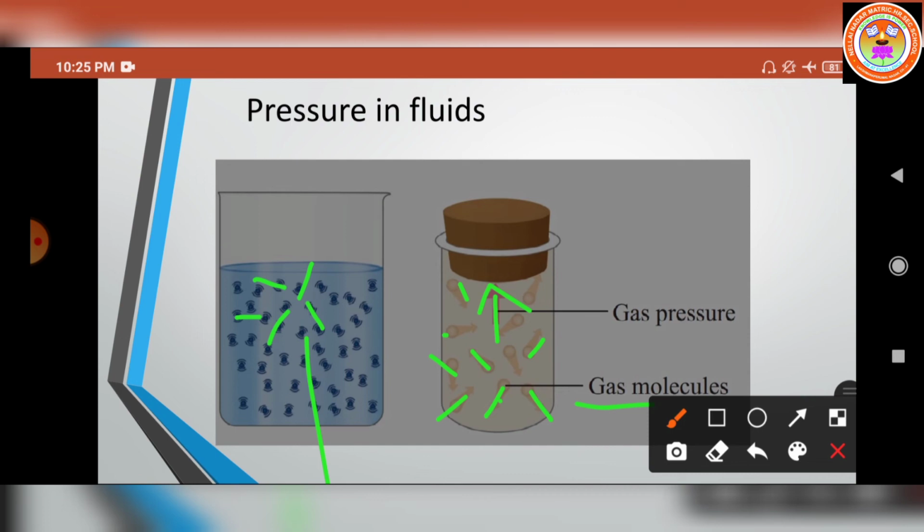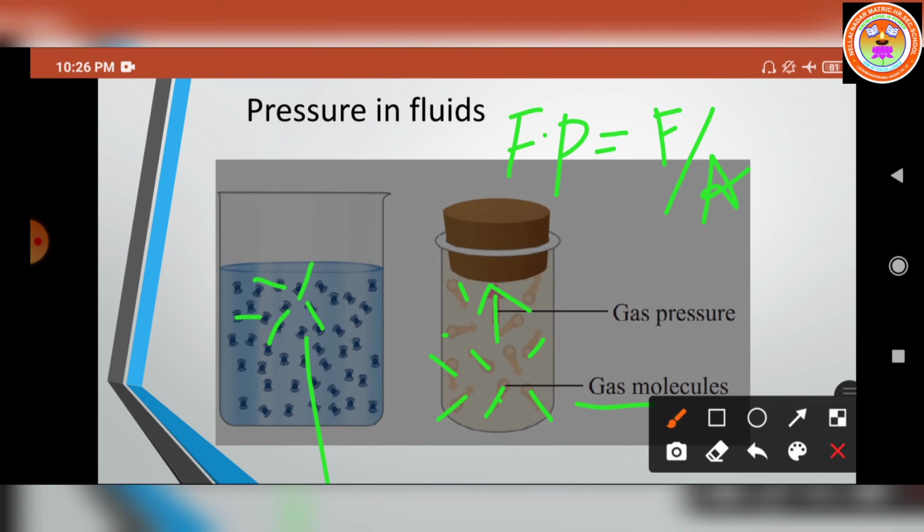Okay. So the pressure in fluids can be calculated using the formula. I am writing FP, that is fluid pressure, is equal to the total force exerted by the fluid, force by the area over which the force is exerted. So the ratio between the total force exerted by the fluid to the area over which the force is exerted. So what is the formula? Fluid pressure is equal to F by A.